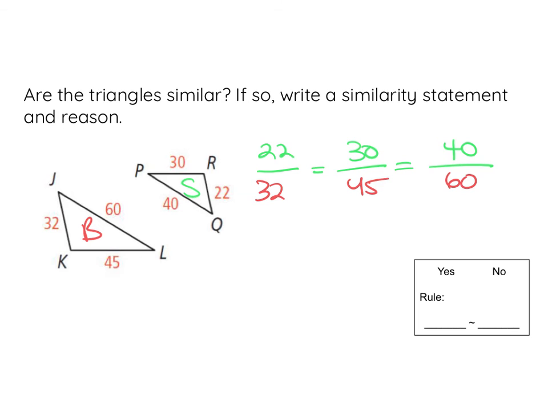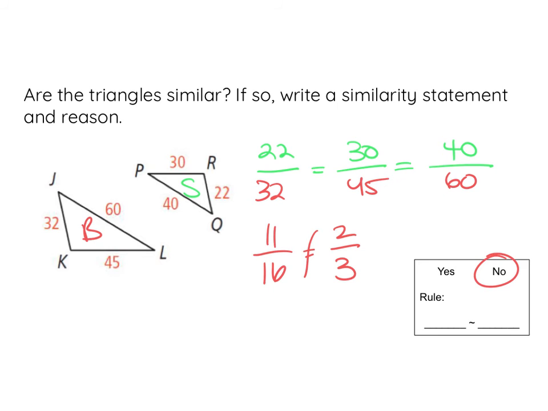All right, and then let's simplify these. 22 and 32 are both divisible by 2, so that makes that 11 over 16. 30 and 45 are both divisible by 15, so I'm dividing by 15, so that would be 2 over 3. Okay, so right away, we don't even have to look at what this third one is because these two ratios are not the same, which means that no, these are not similar.